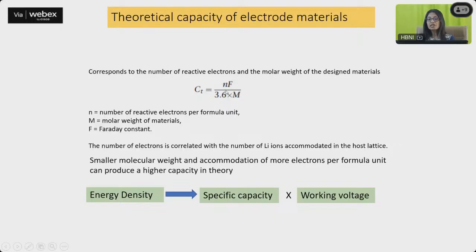You have to understand that only if you increase N and decrease M will you find an increase in the specific capacity, which in turn is going to increase your energy density. Energy density is a factor of two different things: one is specific capacity and the other is working voltage. If you are able to increase the specific capacity or the working voltage, only then will the energy density of the battery material increase. This is a concept we need to be very clear about.